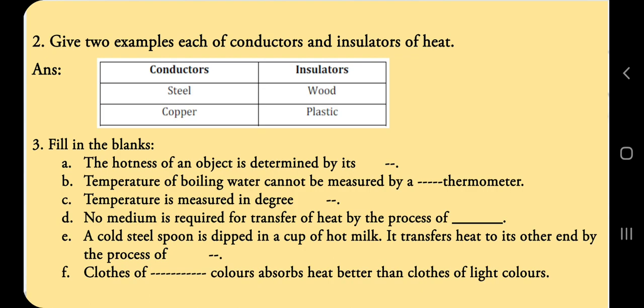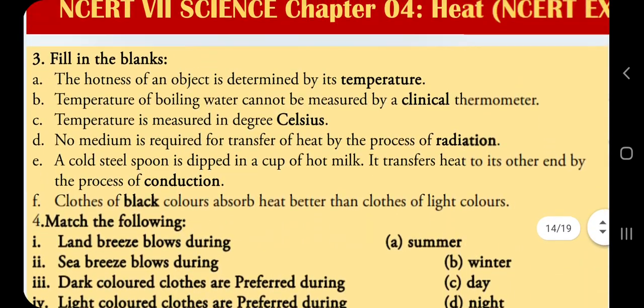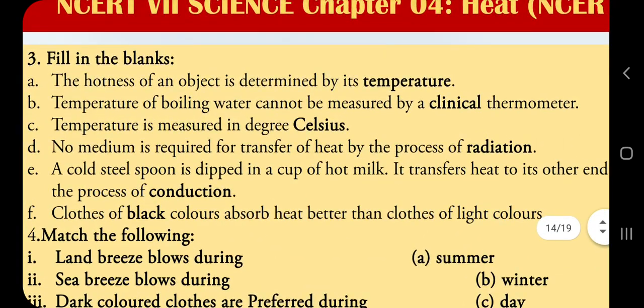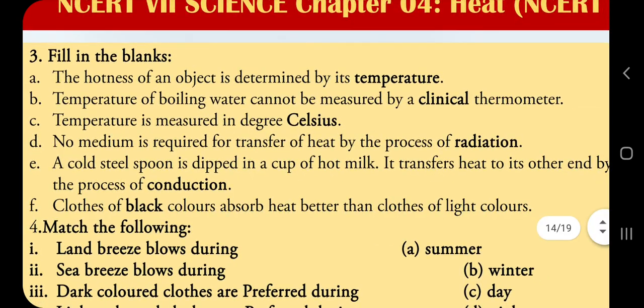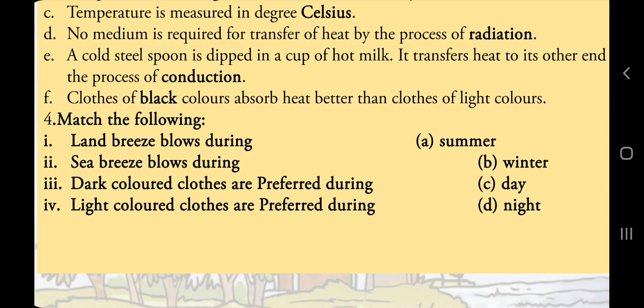Question number 2 is about conductors and insulators. As you all know, metals are conductors and wood, plastic and air are insulators. Only 2 examples were asked, so it is a very easy question. Now fill in the blanks. This is an activity for you. You read them, you fill the blanks, and here are the options, which are very simple if you have read this chapter carefully. Now again match the following, which is again very simple.